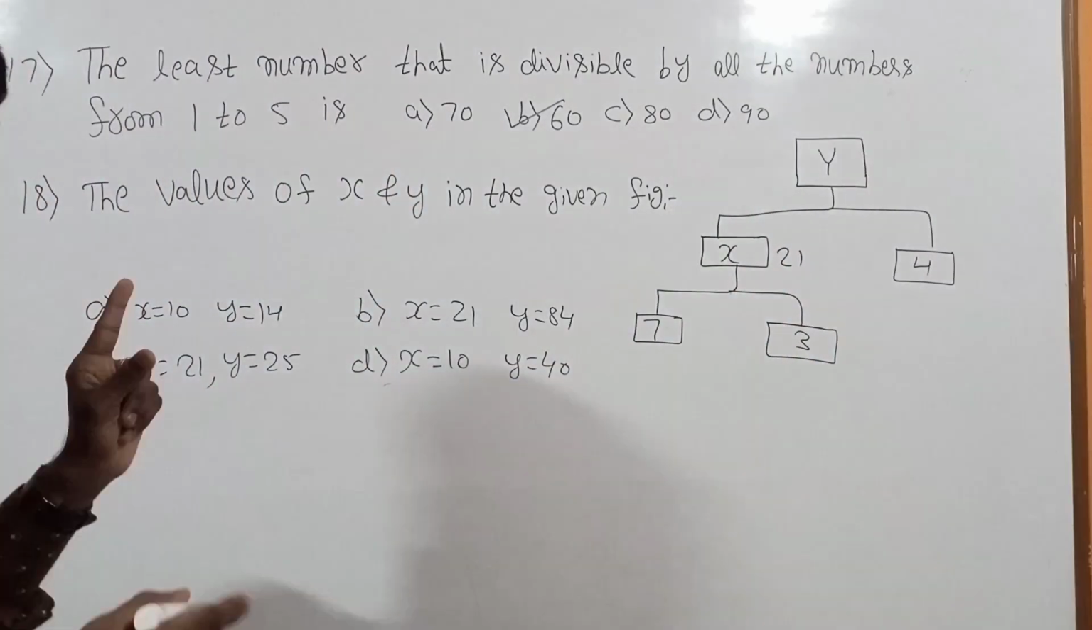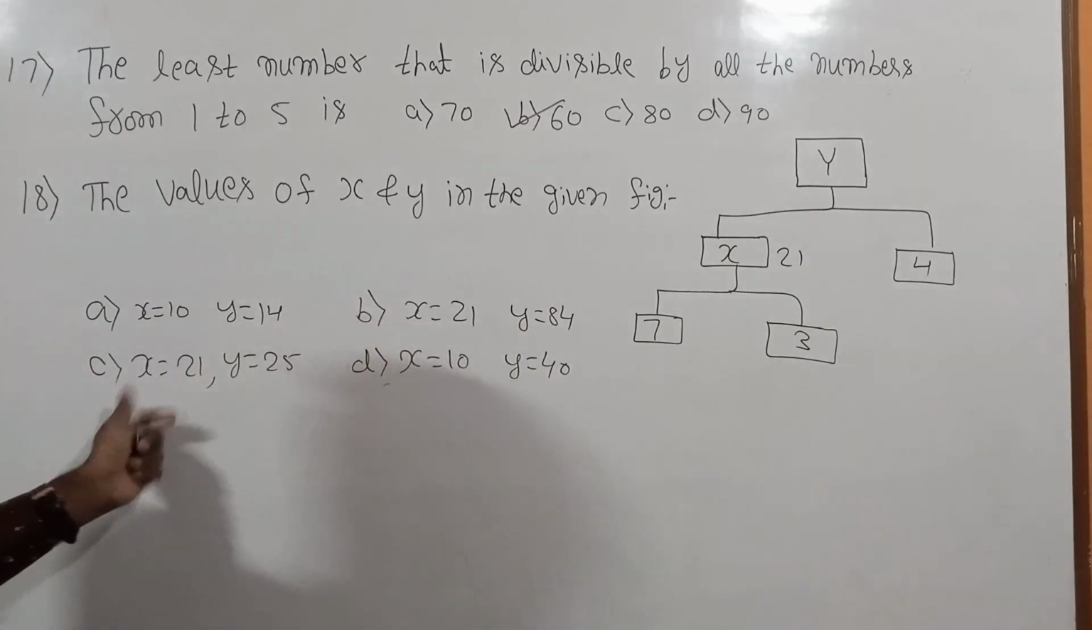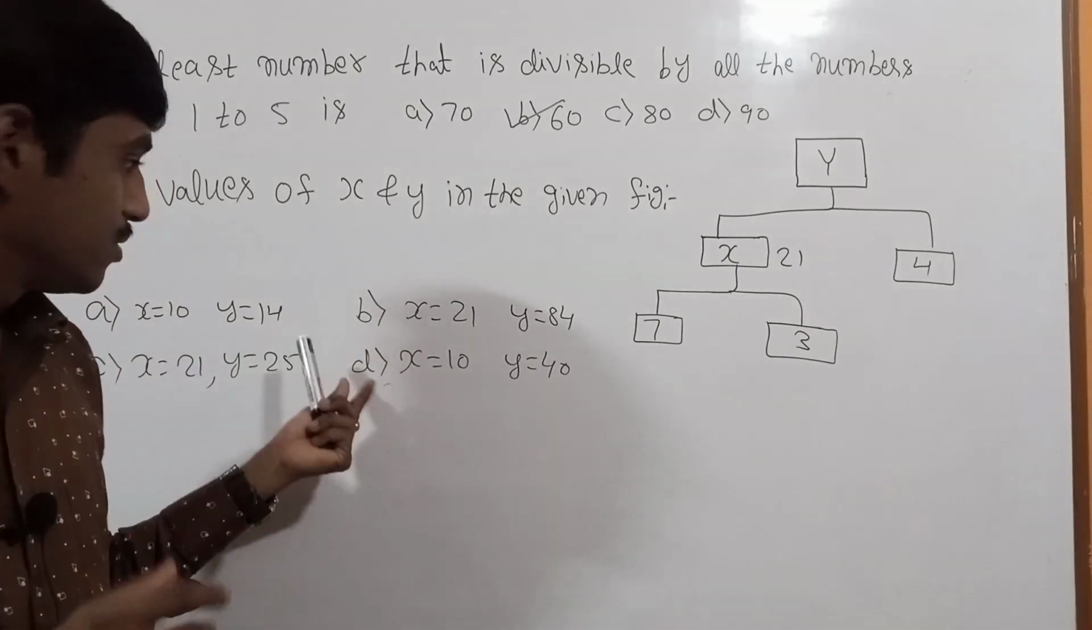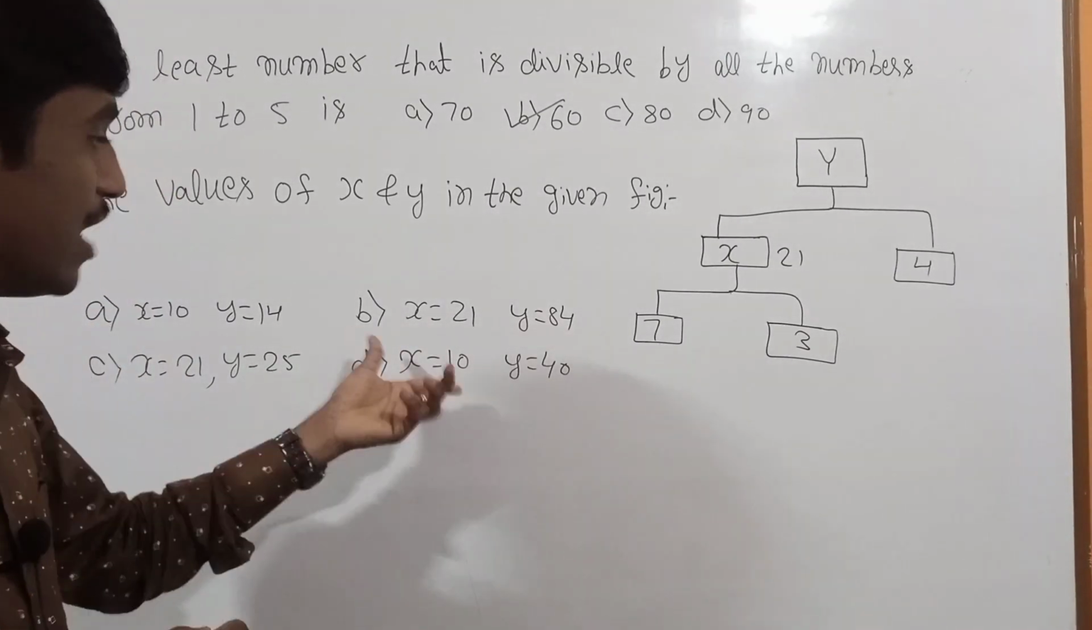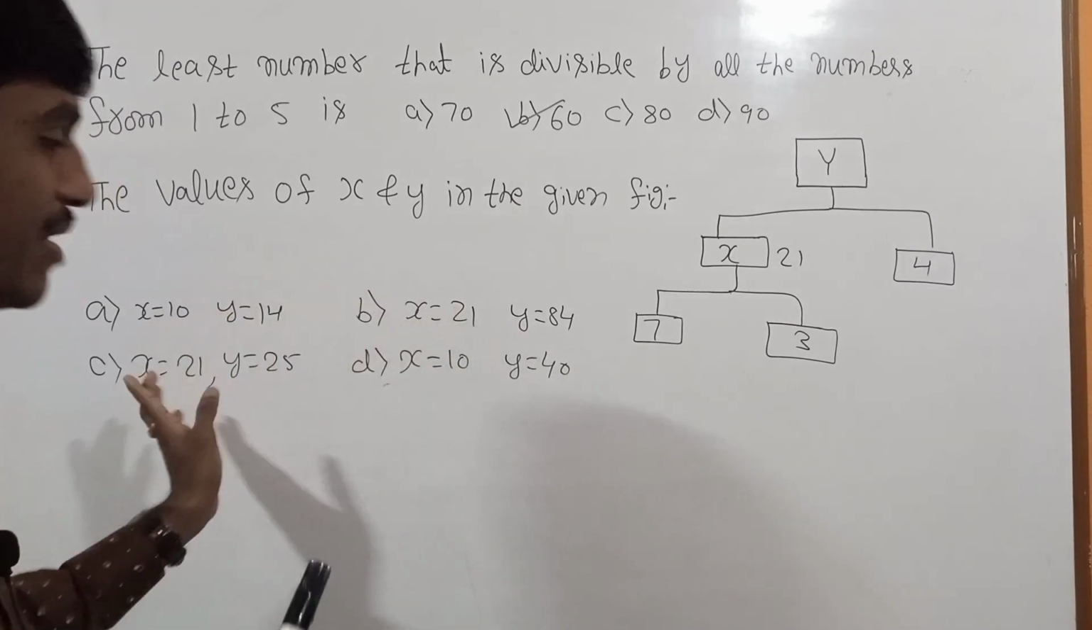That means either option B or C is the correct answer, because x is 21 here. So A and D are 100% not the correct answer. So you can eliminate these two. In that way, you can answer multiple choice questions. So either it will be B or C.